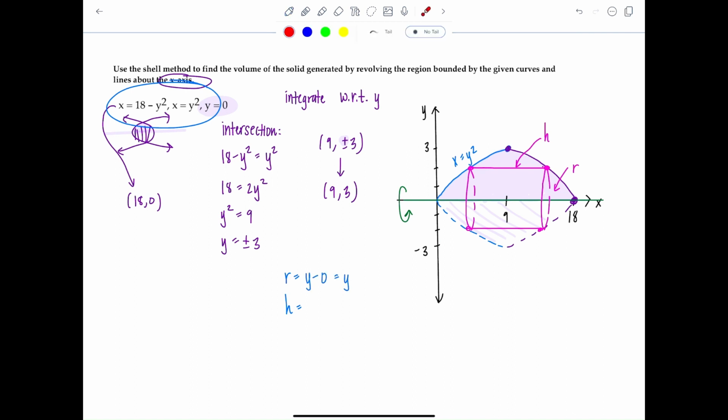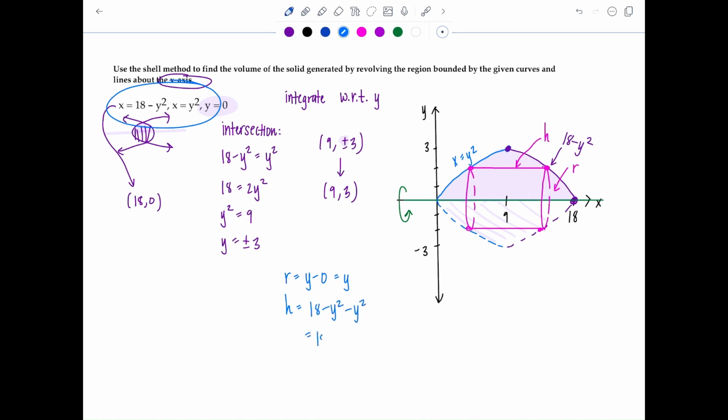Then look at the height here. Right curve minus left curve. Who is bounding it on the right? Oh, I didn't fill it in. Shame on me. It's 18 minus y squared. Right minus left, 18 minus y squared minus y squared.